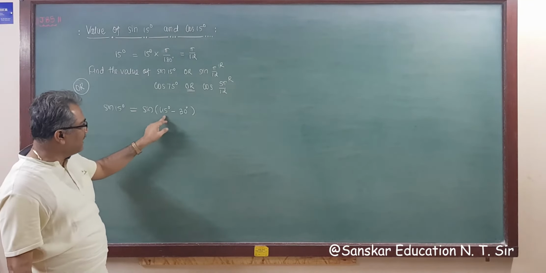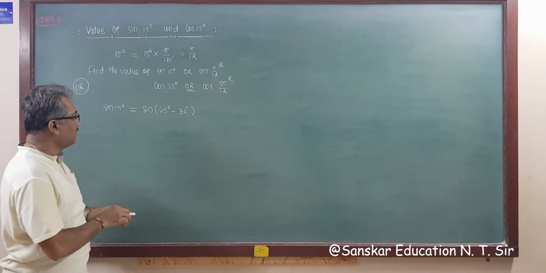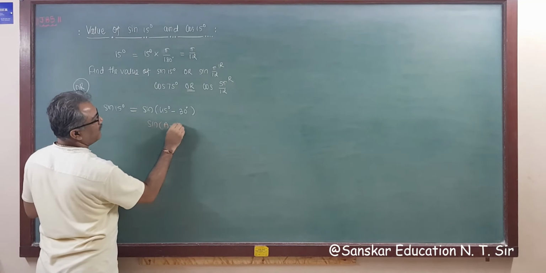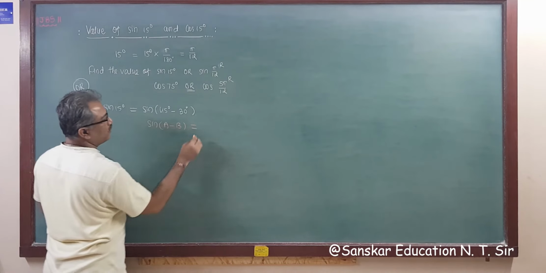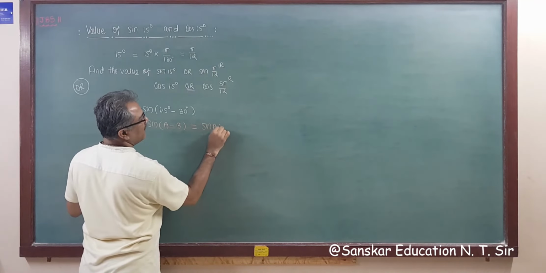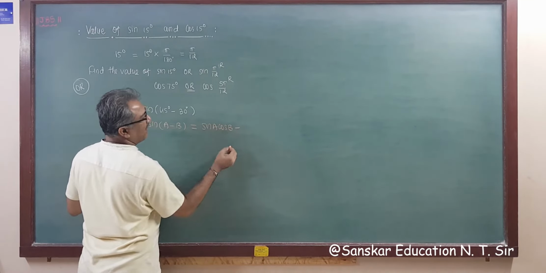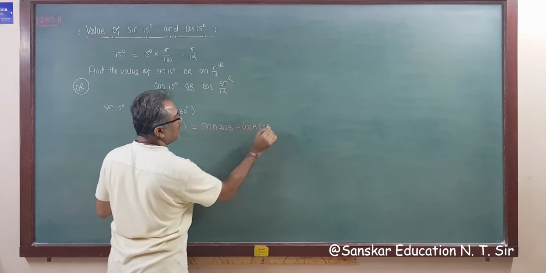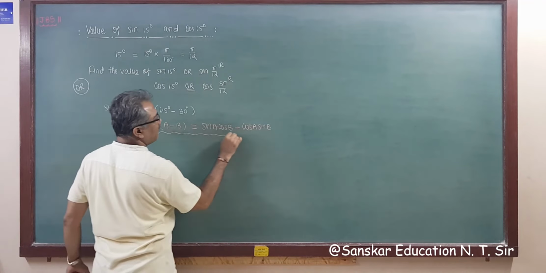Now applying the sine A minus B formula. Sine A minus B is equal to sine A cos B minus cos A sine B. So we apply this formula here.